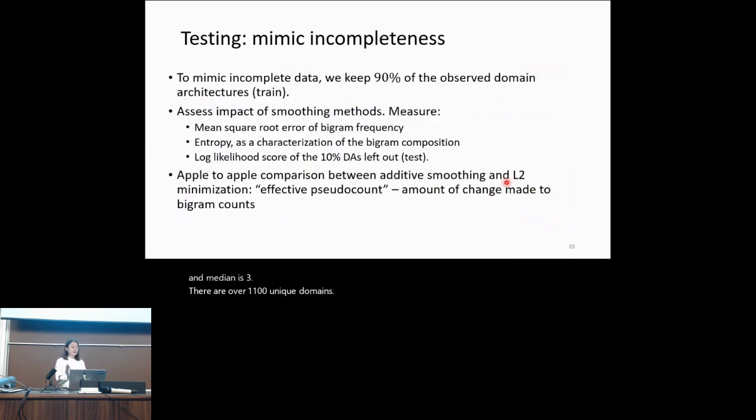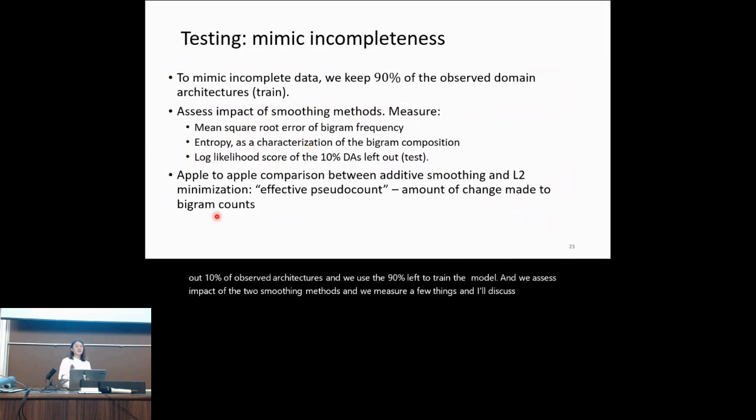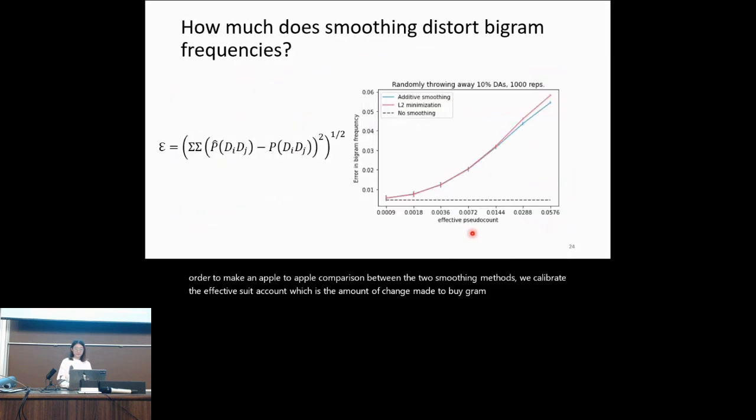And to mimic incompleteness of the data, we took the genuine data and we randomly threw out 10% of observed domain architectures. And we use the 90% left to train the bigram model. And we assess the impact of the two smoothing methods. And we measure a few things, and I'll discuss these. And in order to make an apples-to-apples comparison between the two smoothing methods, we calibrate the effective pseudocount, which is the amount of change made to bigram counts. And so the first question I ask is, how much does smoothing distort bigram frequencies?